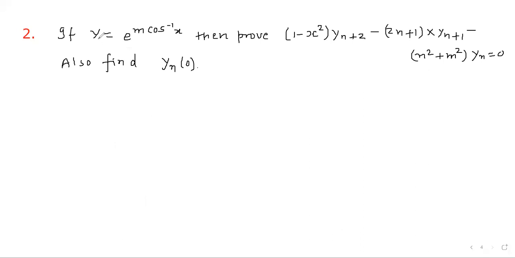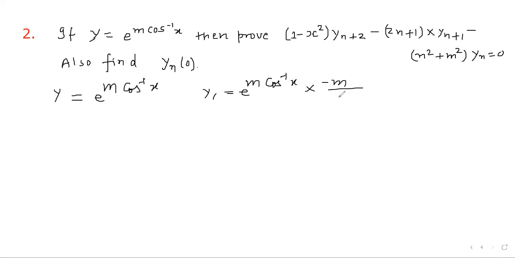We are given y equal to e to the power m cos inverse x. Then prove that 1 minus x square yn plus 2 minus 2n plus 1 x yn plus 1 minus n square plus m square yn equal to 0, and also find yn 0. So y equals e to the power m cos inverse x. Now we find first derivative. So y1 equal to e to the power m cos inverse x times derivative of this.